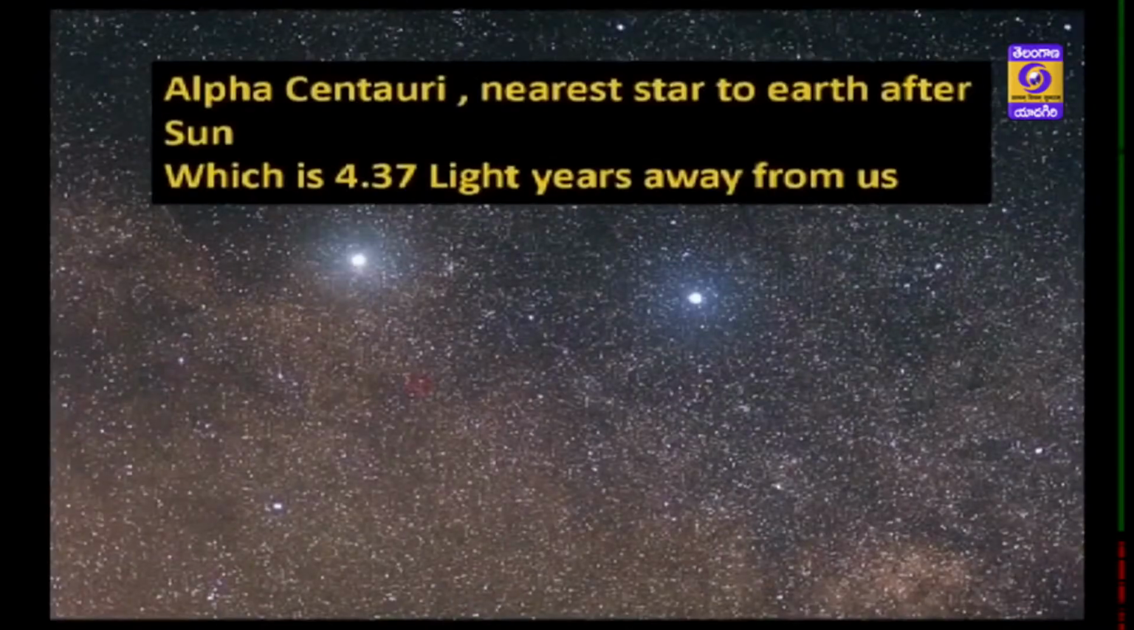Children, we see many stars at night. Children, can you name the star which is nearest to us? The nearest star is Sun, and the next nearest star is Alpha Centauri. It's a 3-star system which is 4.37 light years away from us.